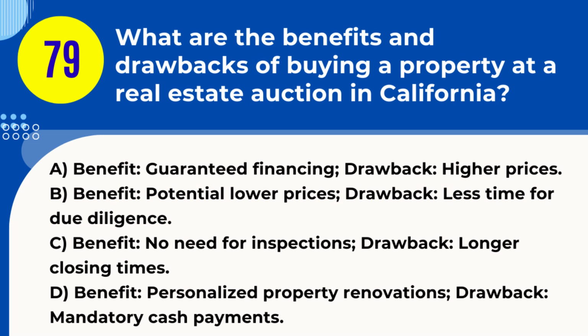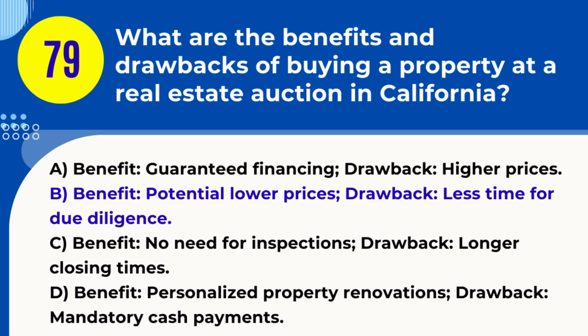Question 79. What are the benefits and drawbacks of buying a property at a real estate auction in California? A. Benefit. Guaranteed financing. Drawback. Higher prices. B. Benefit. Potential lower prices. Drawback. Less time for due diligence. C. Benefit. No need for inspections. Drawback. Longer closing times. D. Benefit. Personalized property renovations. Drawback. Mandatory cash payments.